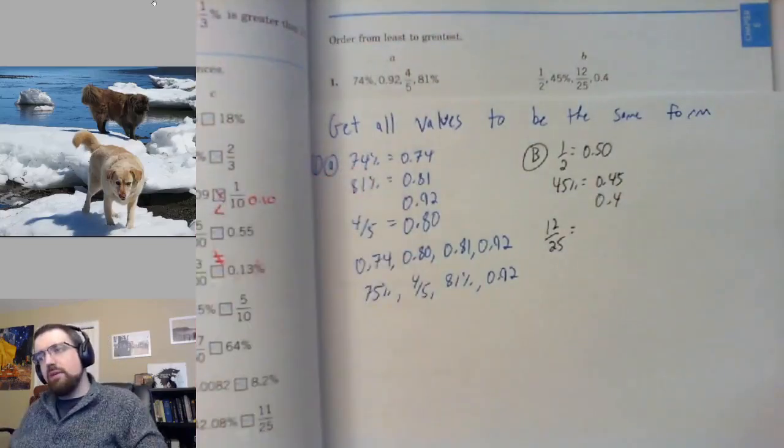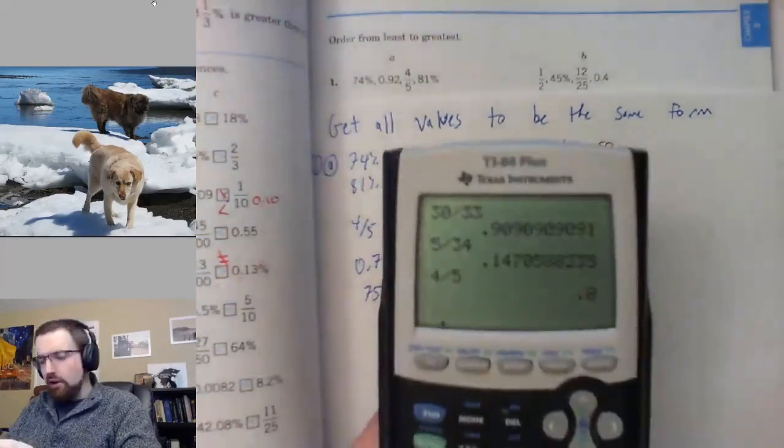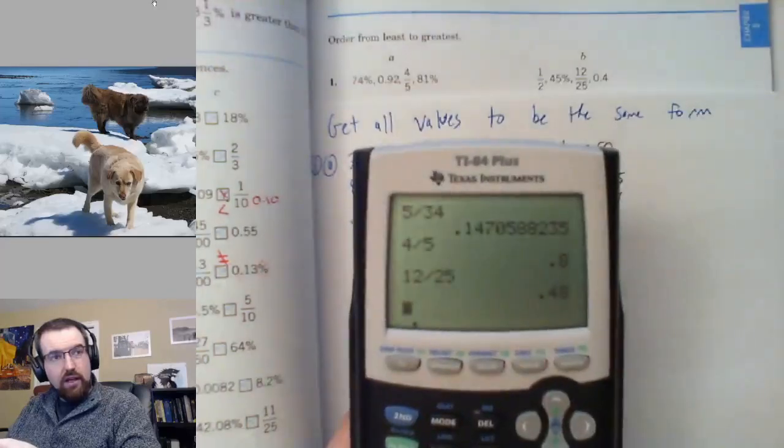And now 12 over 25. What does 12 over 25 equal? Well, there's a whole bunch of different ways that we could figure it out. But I'm just going to go 12 over 25, just like that. Click. There we go.